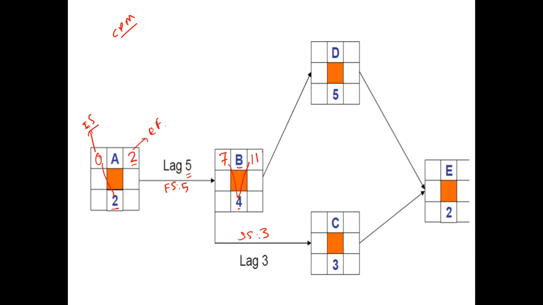And then this 11 will come to this box here, and 11 add 5 will give us a value of 16. Now, what do you reckon should be the early start for activity C? Mind you, the early start for activity B was day 7 of our project, and there is a lag of 3. So that should be 10. So 7 add 3 would give us a 10.